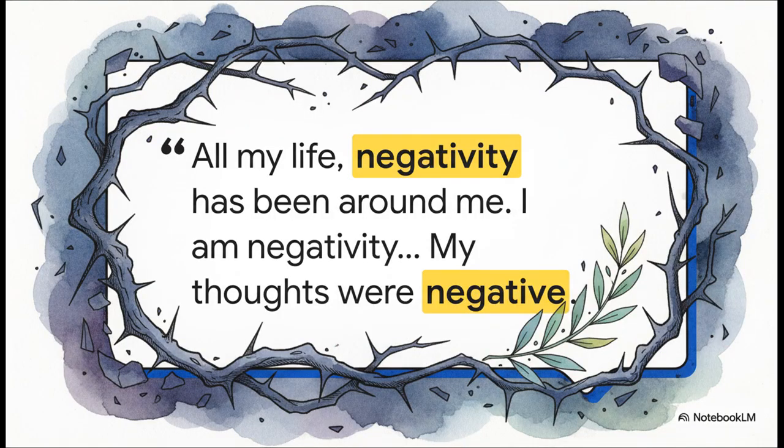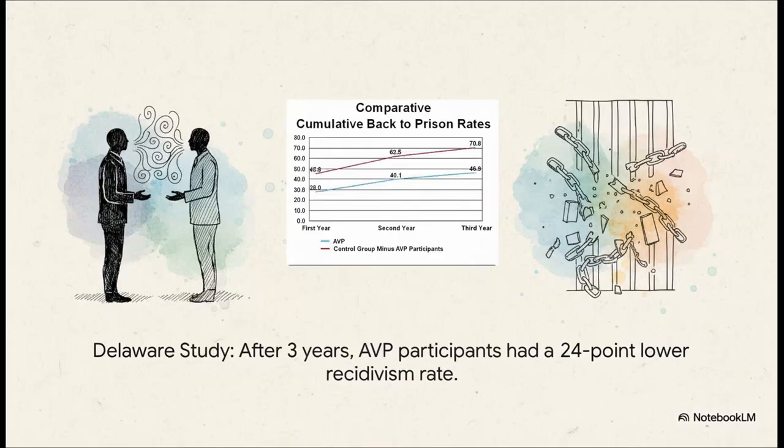This is the starting point for a lot of people. This person is describing a life that's just completely soaked in negativity, a world where every single interaction is a potential fight. This is the exact mindset that AVP is trying to flip. And the data shows that this transformation is very, very real.